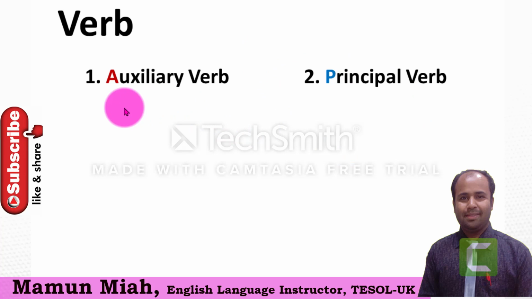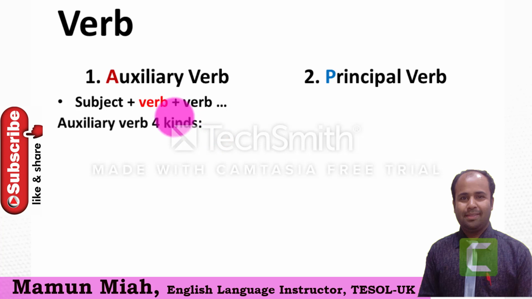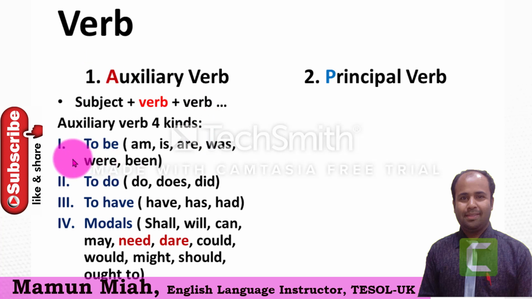The most important characteristic of auxiliary verbs, of course, is that it will be there where two verbs you will find in a sentence. That means in a sentence there will be two verbs. Okay? The first verb is auxiliary verb and the later one is always principal verb. Auxiliary verb, four kinds. To be, to do, to have, and modals auxiliary verb. To be.